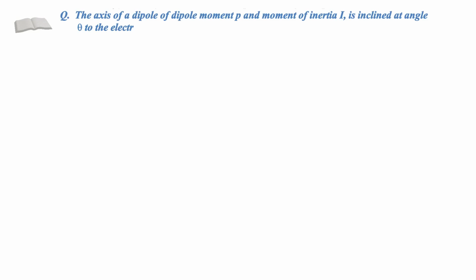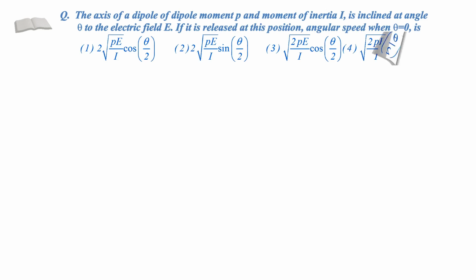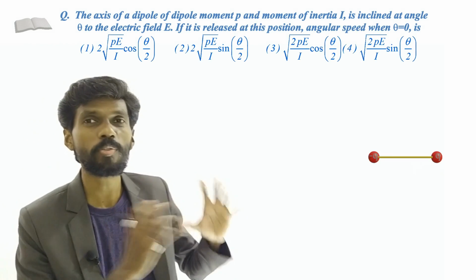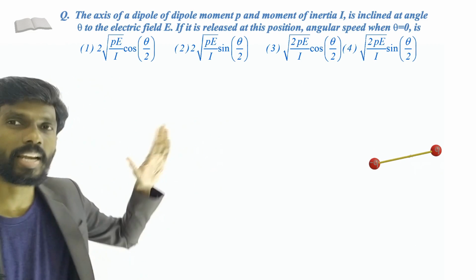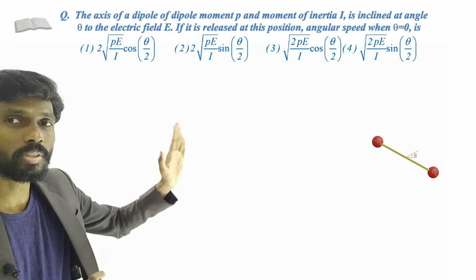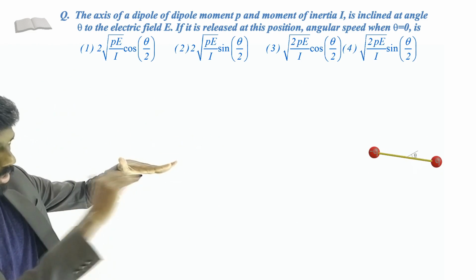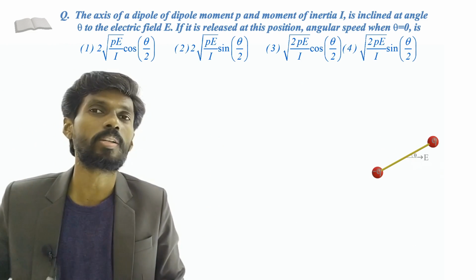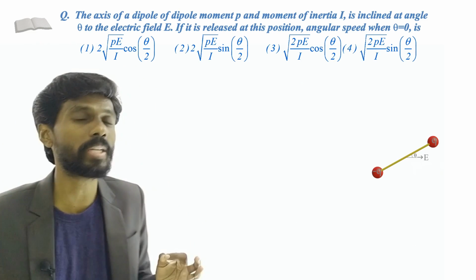The axis of a dipole of dipole moment P and moment of inertia I is inclined at angle theta to the electric field E. If released at this position, the angular speed when theta equals 0 is? We have a dipole placed in a uniform electric field at certain angle theta with the electric field. It is released from this position, then it will have an oscillatory motion, right? When it reaches the horizontal position, that means angle theta becomes 0. So what is the angular speed we have to find?